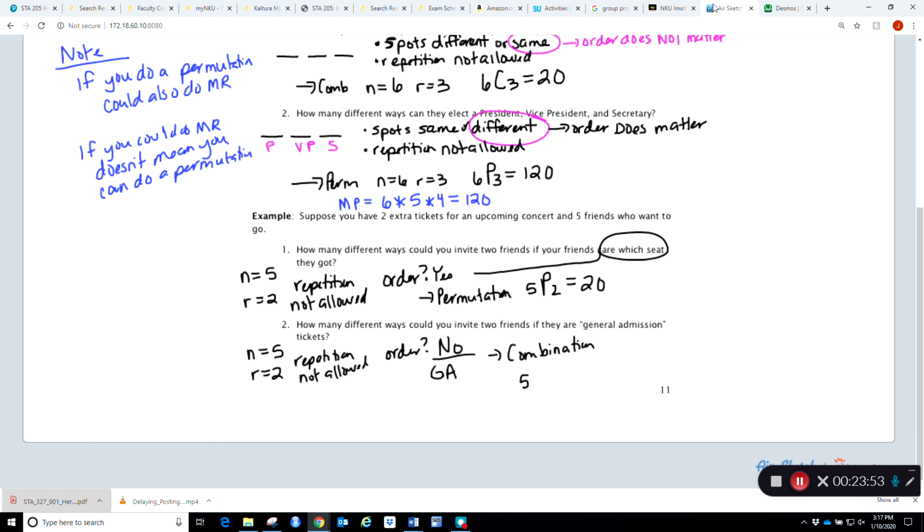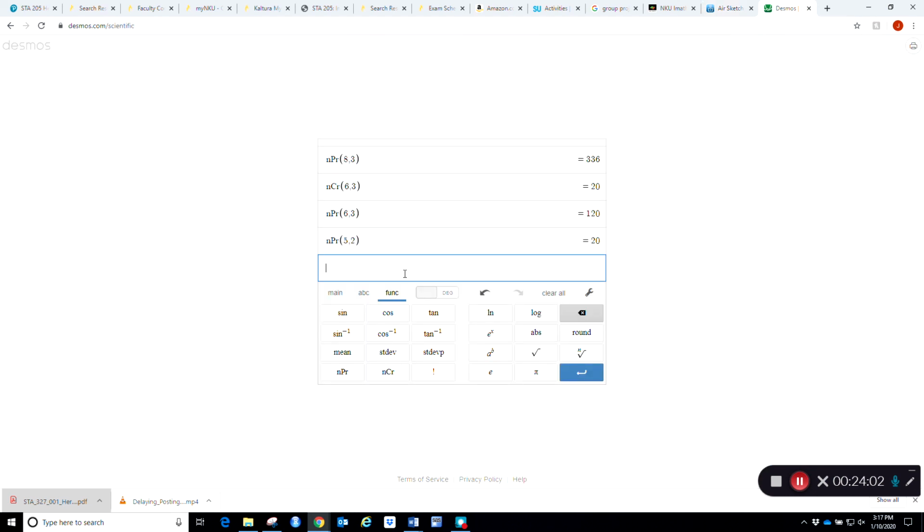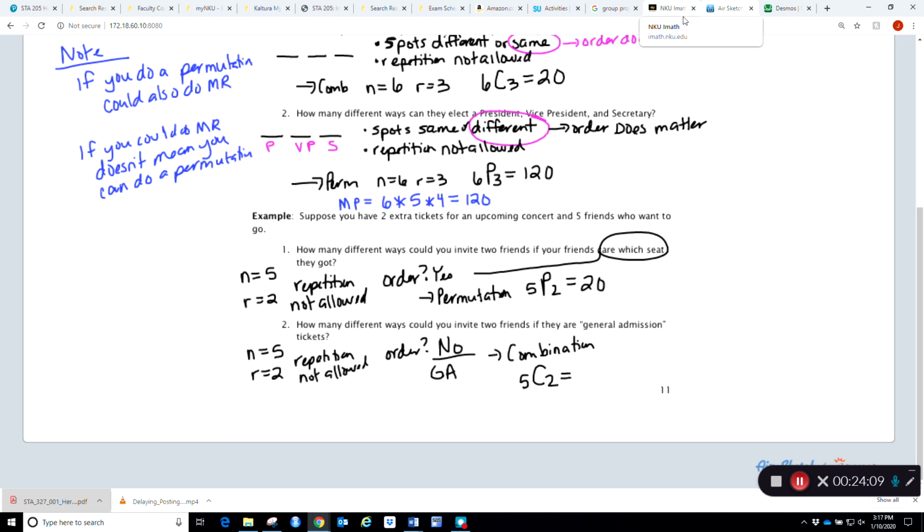So this time we're going to have 5 combination 2. We know that this answer should be smaller. Remember, there's more ways to order something than to not order it. And we get 10. So re-look over these examples yourself, see if they make sense. The good news is next class we're starting by doing some more examples of trying to understand when we apply each of the multiplication rule, combinations, and permutations.